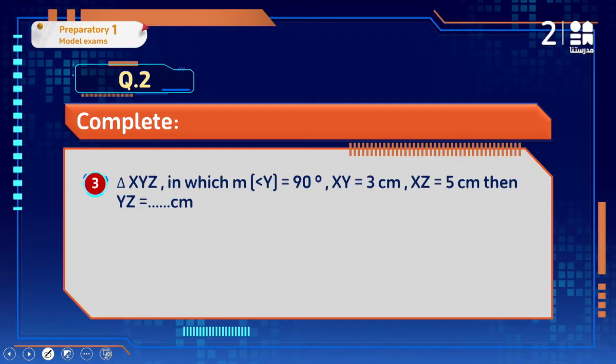Number 3, triangle XYZ in which the measurement of angle Y is 90. Let's do it. Y is 90. Then XY is 3 centimeters, and XZ is 5.